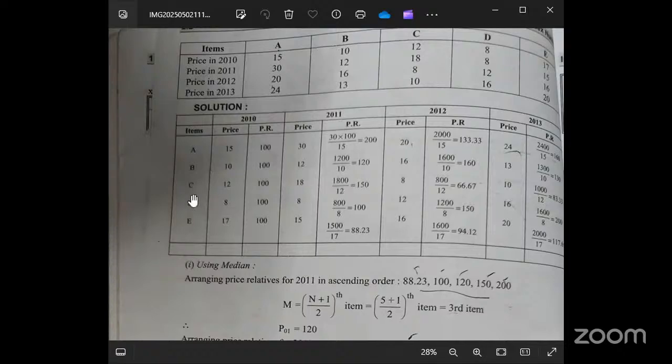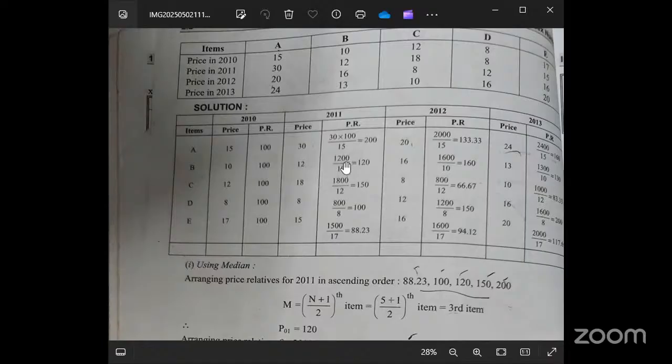Prices of 2010 are 15, 10, 12, 8, and 17. Then what is price relatives? Price relatives we take as 100 because 2010 is the base year. Next, we need to find out 2011 price relatives. What is the price here? 30 into 100 by 15. What is 15? 15 is the base year price of item A in 2010. So we are getting 200.